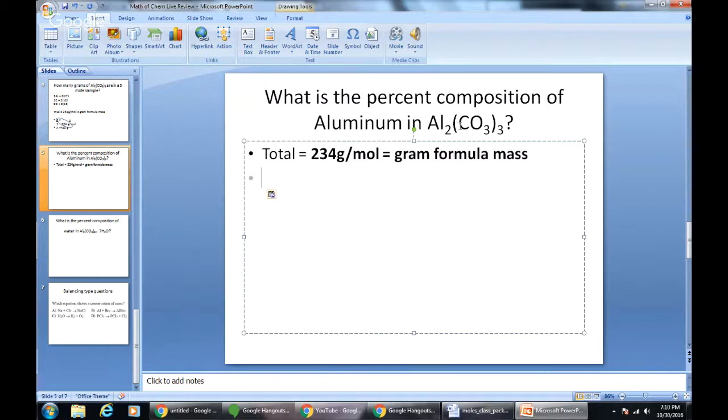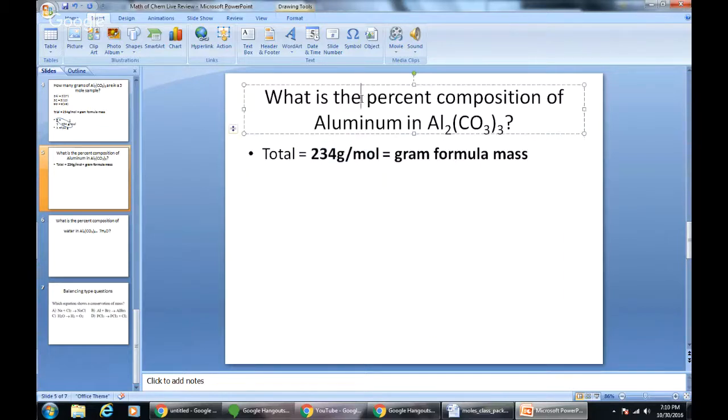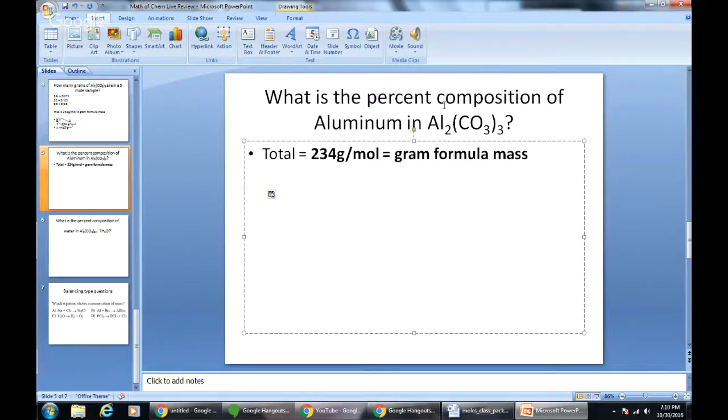What is the percent composition of aluminum in aluminum carbonate? The gram formula mass is 234, but it's asking for percent composition. So percent composition is part over whole times 100. Let me format that again for you. To set this up, the part is aluminum. So what does aluminum weigh? Aluminum weighs 27 grams, and you have 2 of them. So 27 times 2 is 54, so it'll be 54.